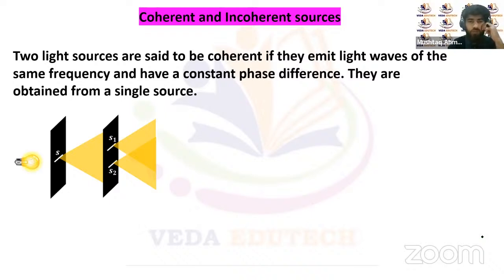So the only possible condition is that these light rays should be from a common source. Then only will they have the same frequency and a constant phase difference between them.